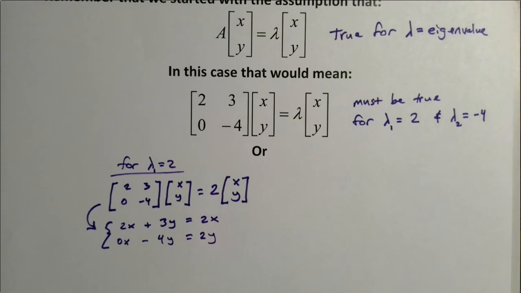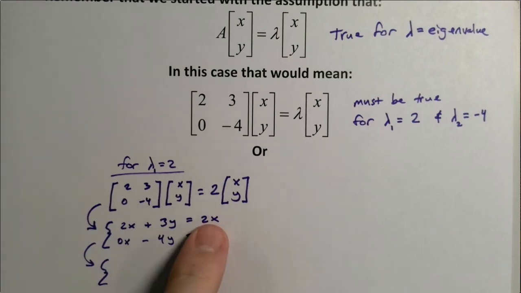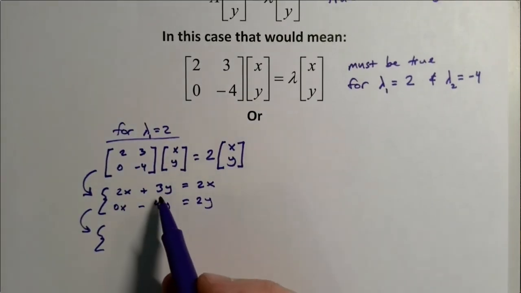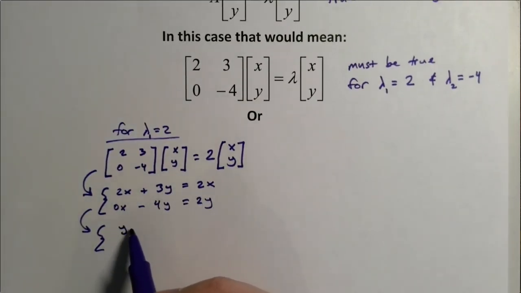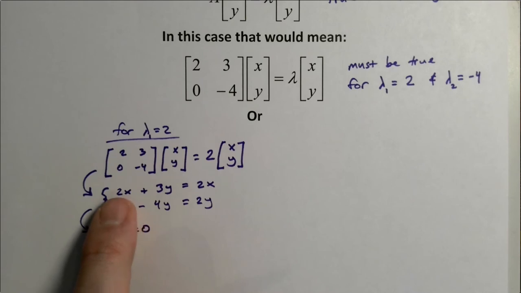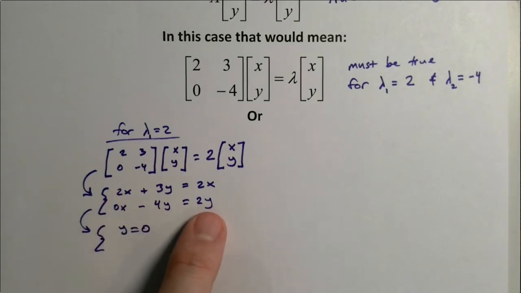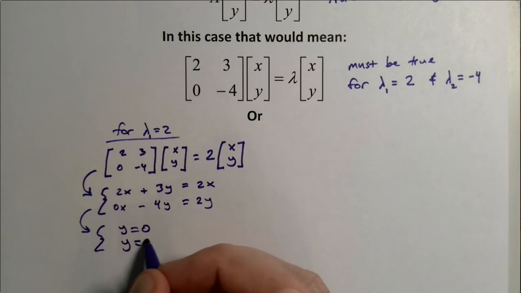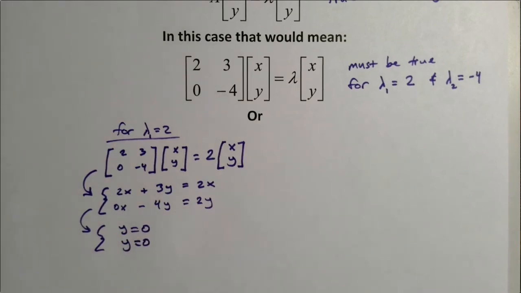The bottom equation is 0x minus 4y equals 2 times y. Right? And so let's tease this out and ask, what's going on with these equations for lambda equals 2? We've got a 2x on this side and a 2x on that side, so those cancel out. That means the equation is just 3y equals 0, or y equals 0. In the bottom equation, you've got 0x, so that just goes away. And if I combine my y values together, you get another y equals 0. So both of them are telling me the same thing.